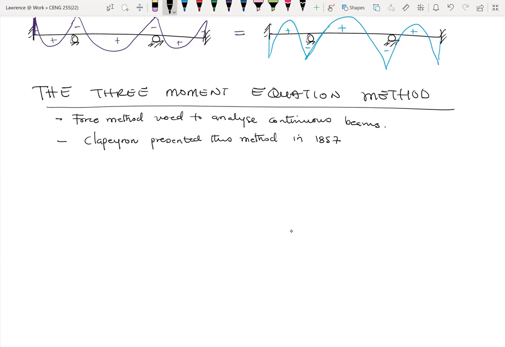So it's been in use until recently, when, due to the advent of computers and their computing power, there's been a shift from force methods, or what we call mostly flexibility analysis, to more of the displacement mode, which is the stiffness method analysis. We'll look at this later, what all of these things mean. All right. So it was brought about by Clapeyron in 1857.